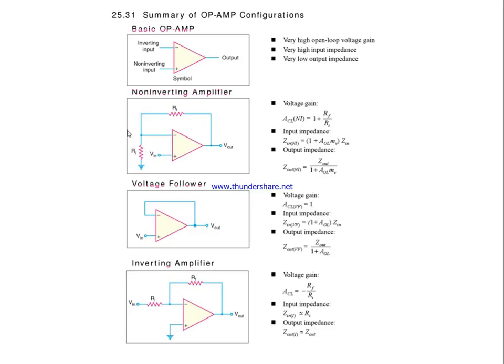So this is the summary of all op amp configurations. This is an ideal op amp: very high open loop gain, input impedance very high, output impedance very low. When it comes to a non-inverting amplifier, voltage gain is 1 plus RF by RI, and these are the equations for Zin and Zout. When it comes to a voltage follower, the closed loop gain will become 1 and the feedback factor is also 1, so input impedance and output impedance follow. When it comes to an inverting amplifier, this is it. So we have discussed all these cases, and this is the summary of different types of op amp configurations. Okay, thank you.